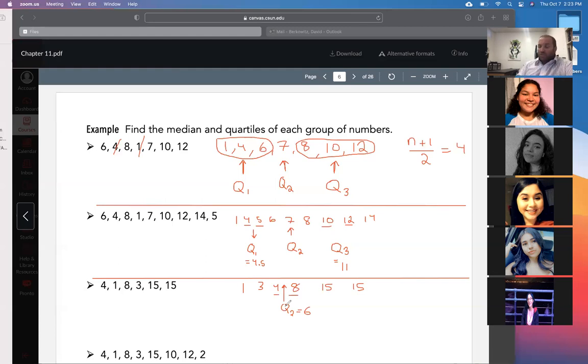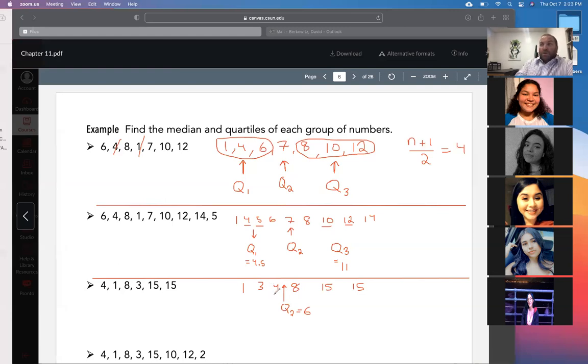How many data points are there to the left of Q2? Do we count 4 as well? Is 4 to the left of Q2? Oh, that's right. So it would be 4. So it's still not 4 though. How many data points are to the left of Q2? 3. So you do 3 plus 1. It's 4 plus 4, you get 8 divided by 2, you get 4.